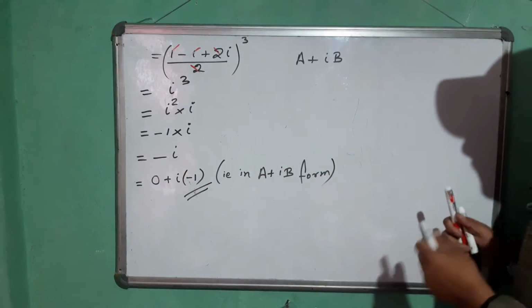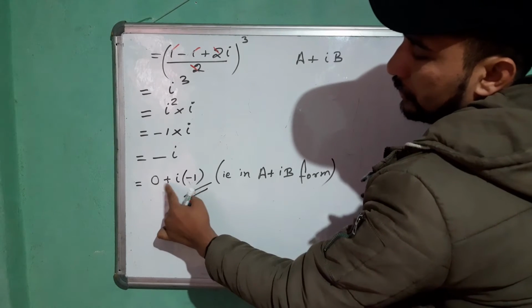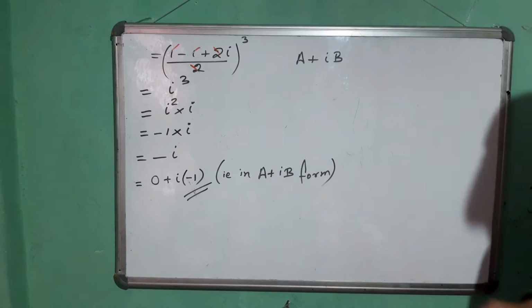The real part is 0, imaginary part is minus 1, okay. So if you simplify this, 0 plus minus 1i, you will get this one. So in this way you have to do.